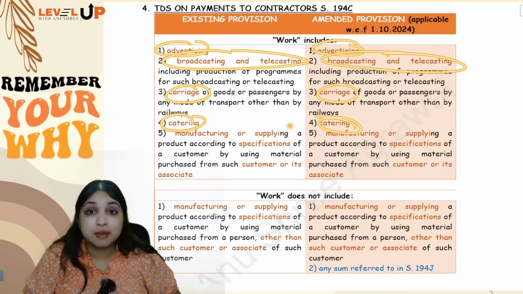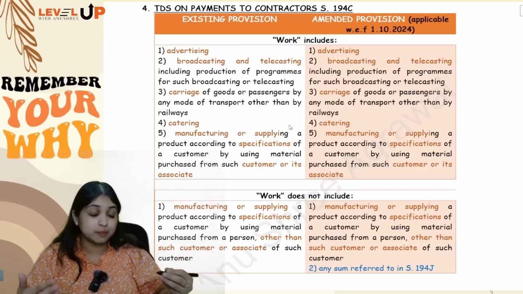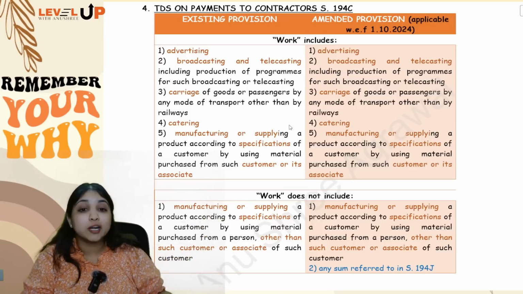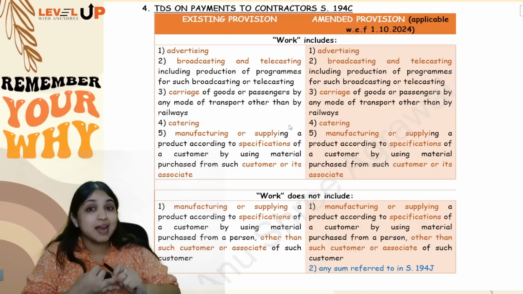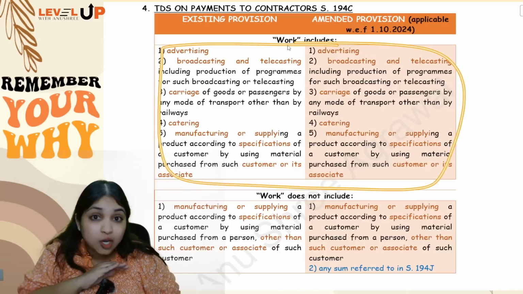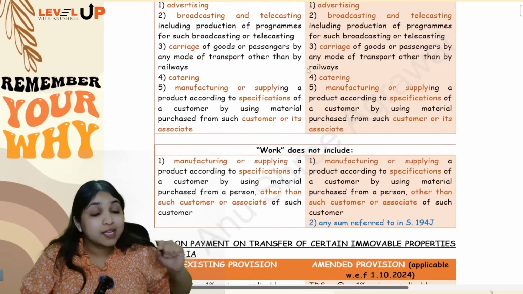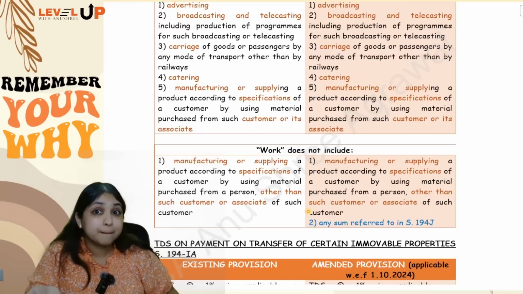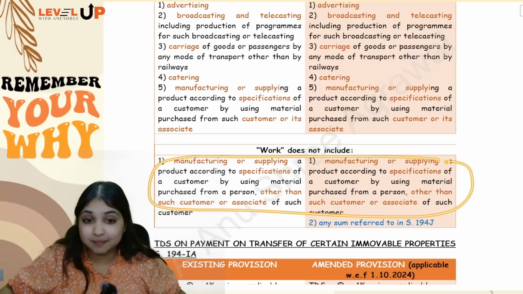An important point, remember: supplying material to the job work contractor and telling him to make goods according to our specifications. So we are giving him two things. We are giving him material and we are giving him specifications. So all of this will come under works contract. No change over here. What does works contract exclude? If I give the job worker only specifications, but I don't give him material, that will not be considered as works contract. That point remains the same.